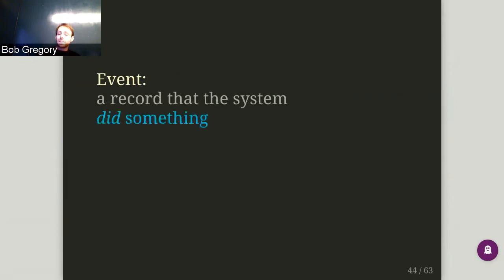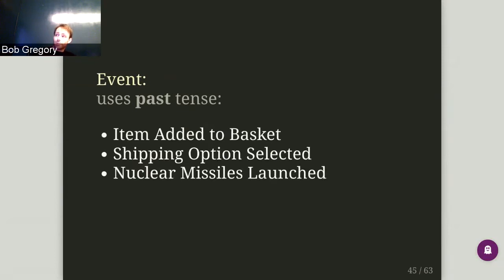Whereas an event is a record that the system did something. It's the decision we already made, okay? We use the past tense to name them. So item added to basket or nuclear missile launched are instances of an event.